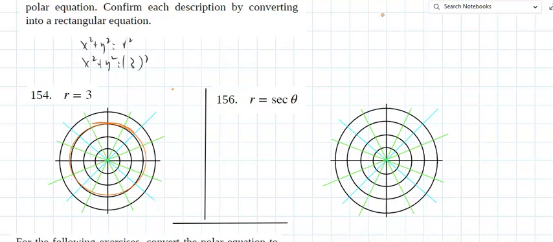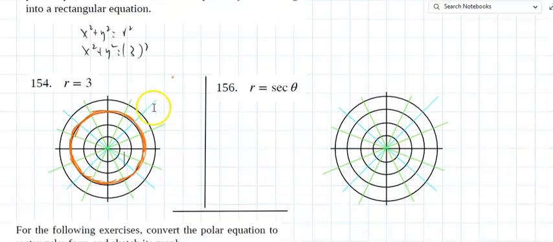Right? But converting is not the way to go. I see r equal a number. I should know it's a circle. Keep in mind, r is positive or negative makes no difference. When I see something like this and I'm not sure what that looked like, so we're going to only do that for the first couple of problems.